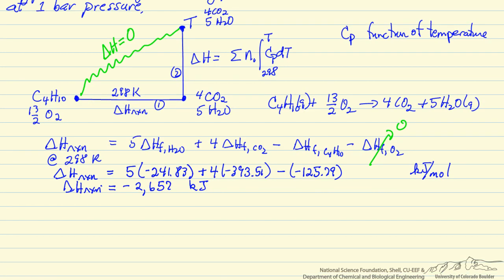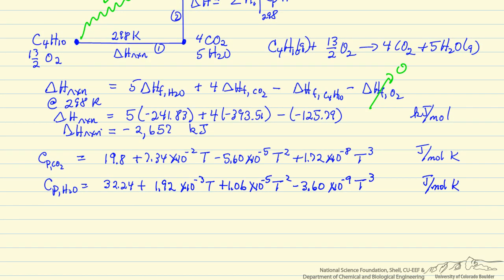So substituting in the values from tables for heat of formation at 298 K, heat of reaction, this is in kilojoules. And then we need the heat capacity terms for CO2 and water, so we look those up. So here are heat capacities as a function of temperature from a table where these are in joules per mole per Kelvin. And the temperature we substitute in here is in Kelvin.